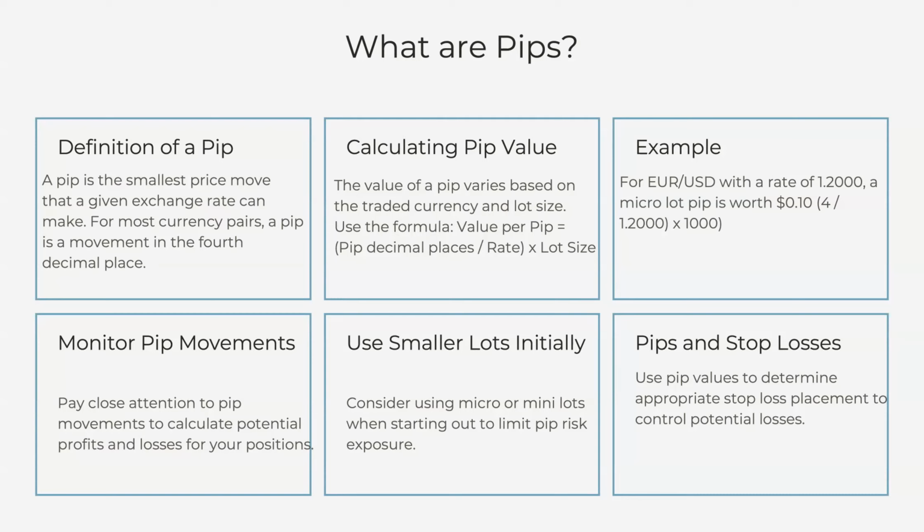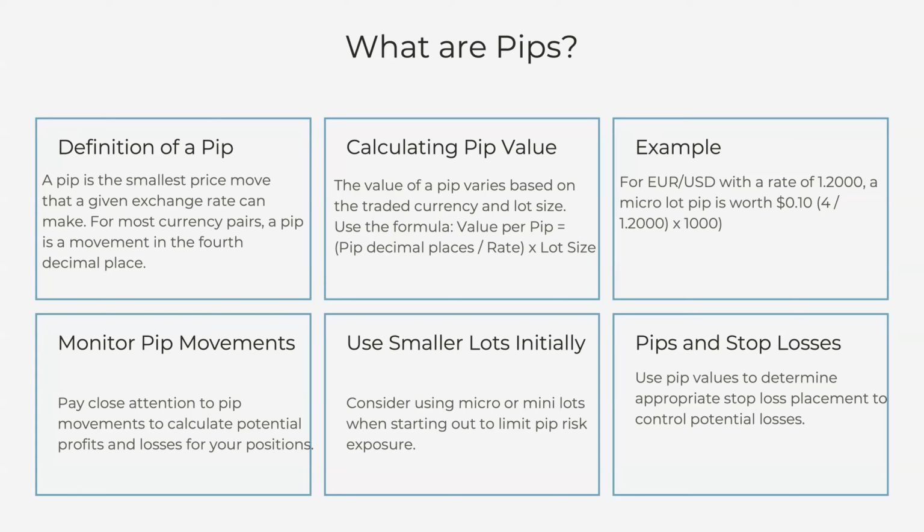Okay, calculating pip value. The value of a pip varies based on the traded currency and lot size. Use the formula: value per pip equals pip decimal places divided by rate, times lot size. Don't worry, we don't have to do all this. I'm going to show you guys the easy way, okay? And so they're kind of giving you that here on the right, the example of EUR/USD. We're actually going to practice this on this call. Monitor pip movements. Pay close attention to pip movements to calculate potential profits and losses for your position.